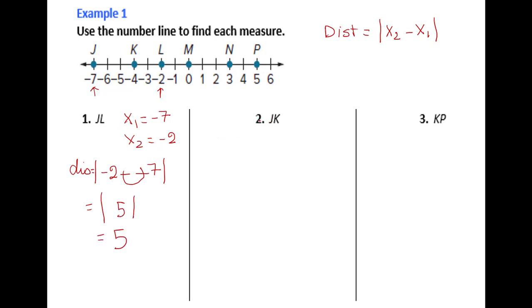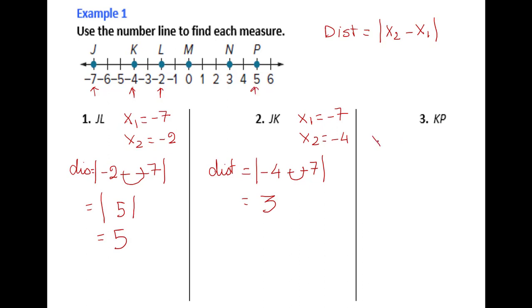Now, here he wants J, K. My x1 equals the J, which is -7. My x2 is equal to K, which is -4. So, -4 minus -7. This will give me 3 here, and if I check here, I will see that I can find the same thing. Between J and K, I just count 1, 2, and 3. That's it.